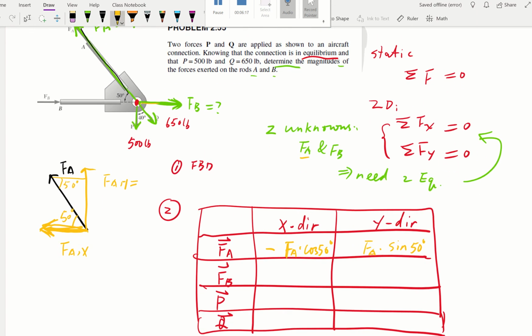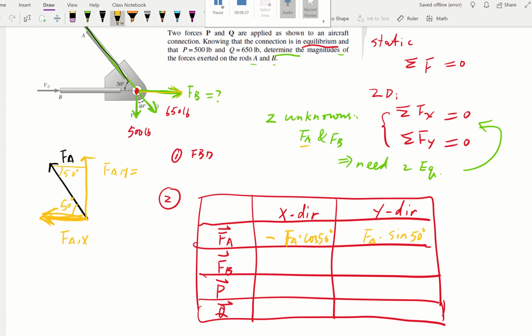Now, let's look at FB. FB is a unique scenario. Why so? It's perfect x direction and positive x direction. So the x component will be just FB, because you're solving that. All the FB force is on the x component, FB. Then how about the y component? Nothing on y. So it's 0 since it's perfectly horizontal.